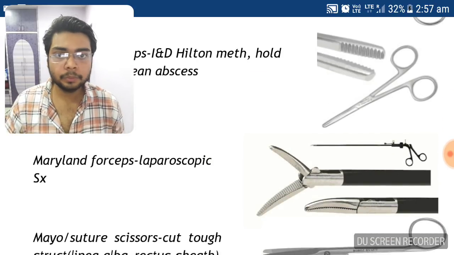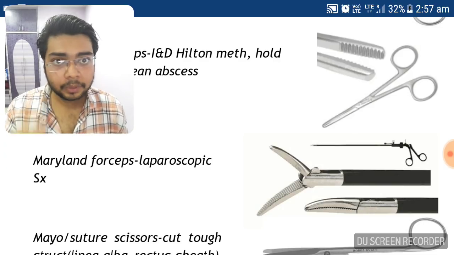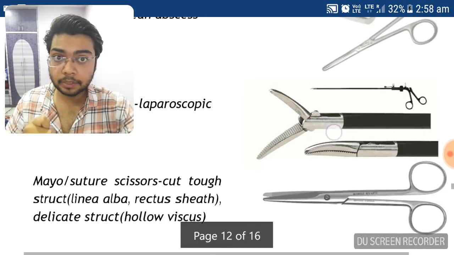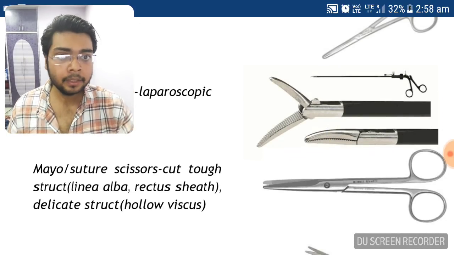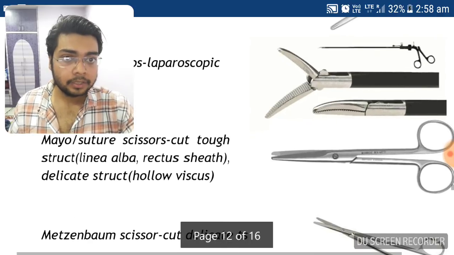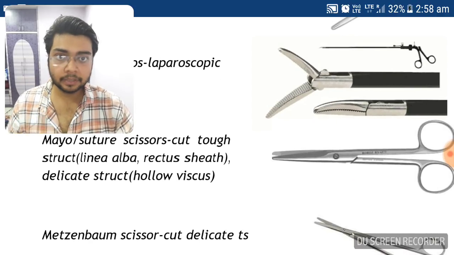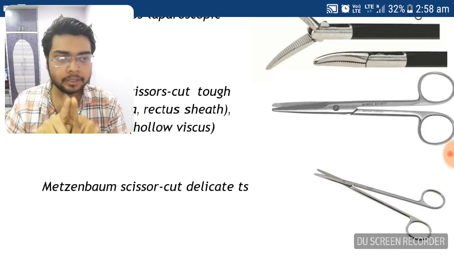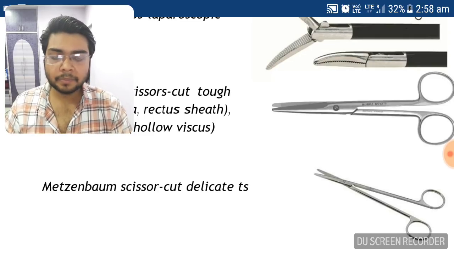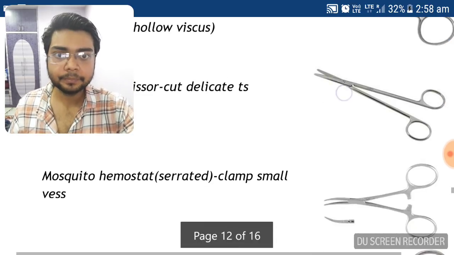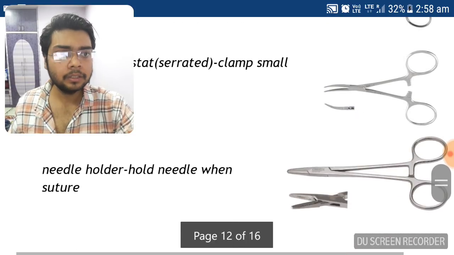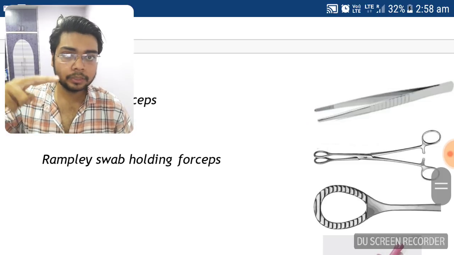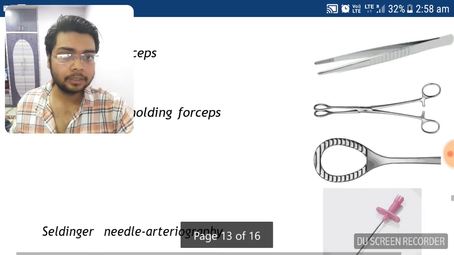Maryland forceps, laparoscopic surgery forceps. Nowadays people are very fond of learning and doing laparoscopic surgeries, so their instruments are very important. Do revise them. Now Mayo's or the suture scissors for cutting tough structures, and if you want to cut fine delicate tissue, it will be like this, a long fine scissor known as Metzenbaum scissors to cut delicate tissue. Mosquito, you all know. Needle holder, you all know. Non-toothed forceps, Rampley's swab holding forceps. So it will look like this.